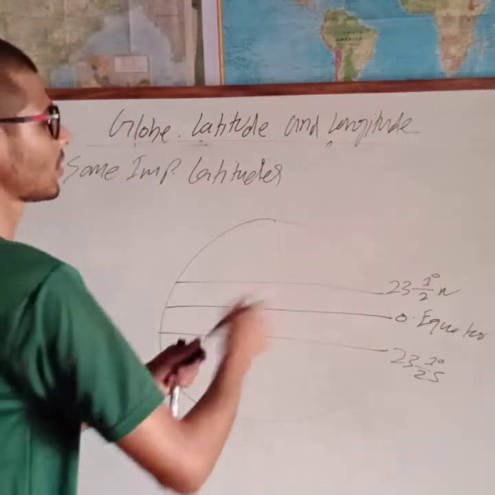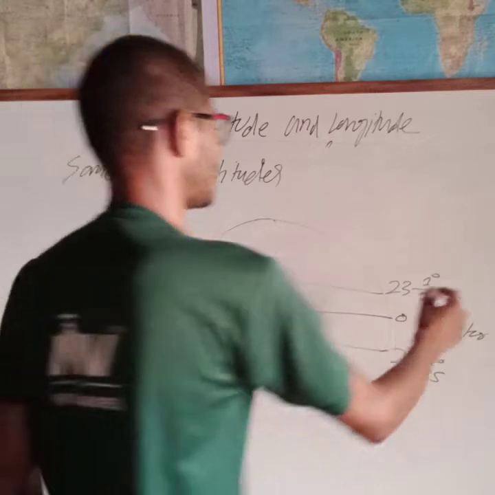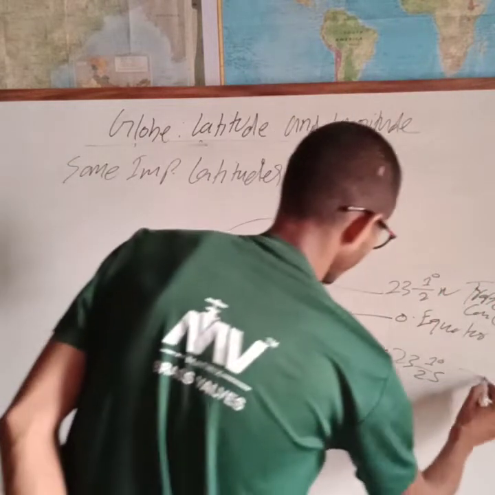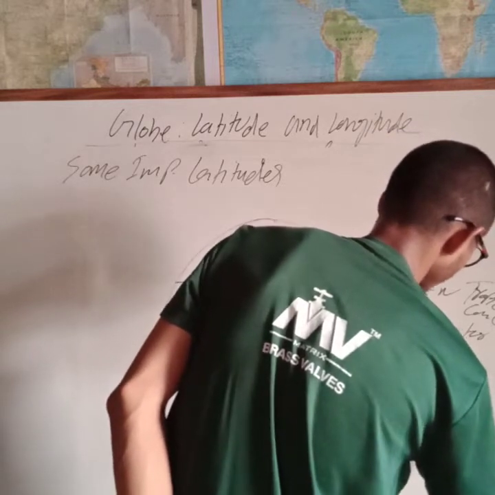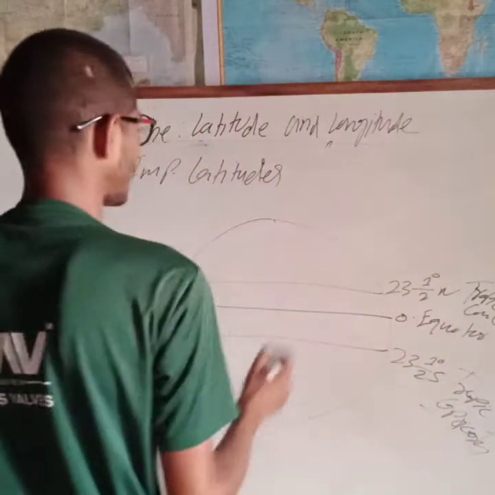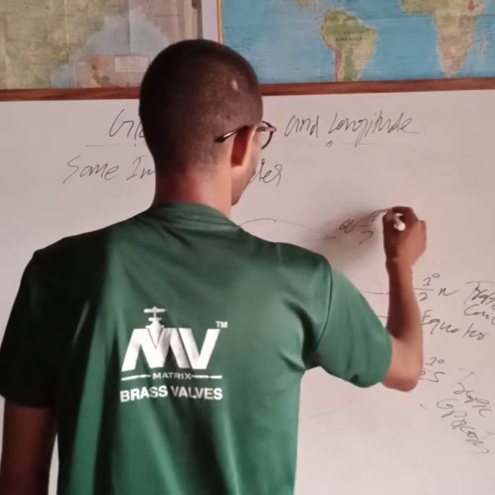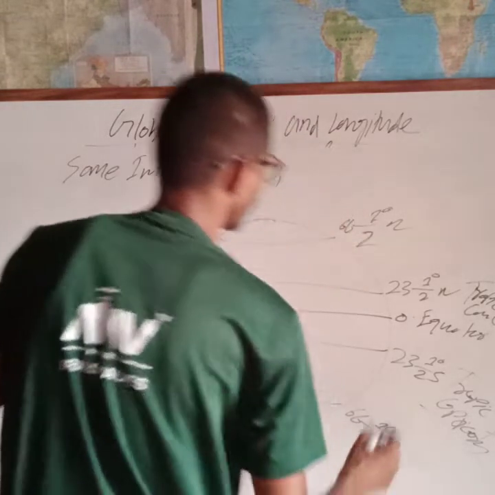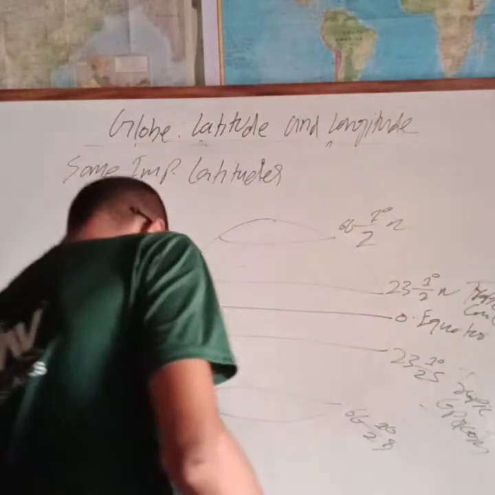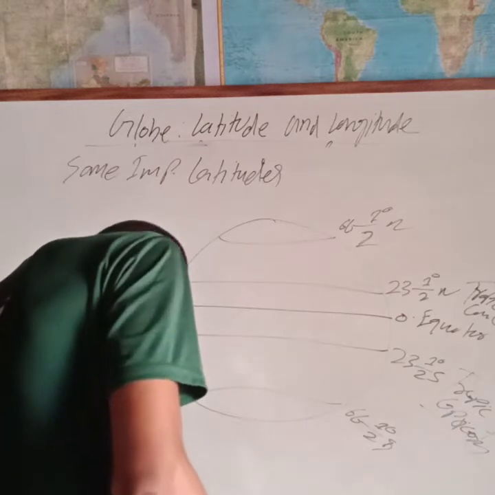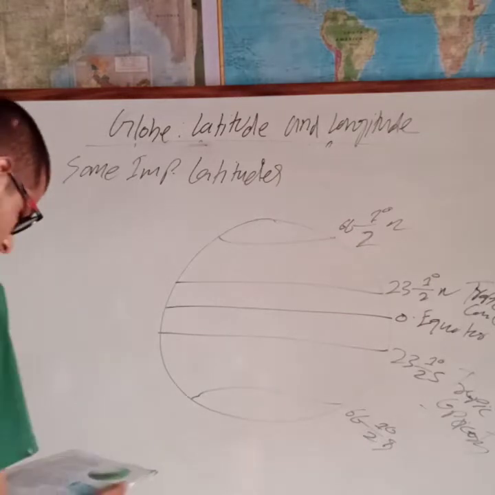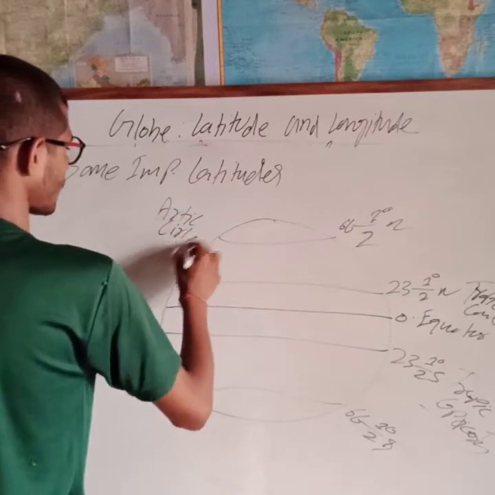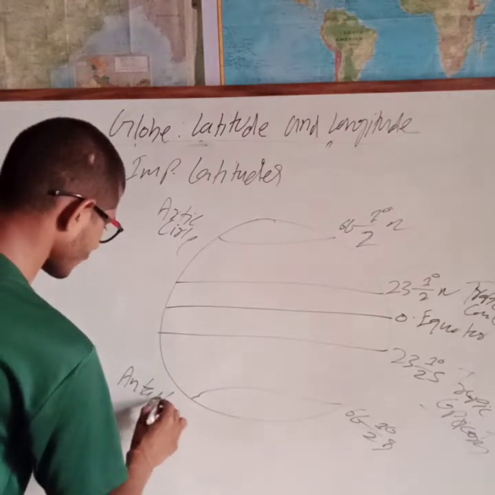So this 23.5 degree north and 23.5 degree south, this is what we call the Tropic of Cancer, the upper one, and this is called the Tropic of Capricorn. Fine. Then we have another one, 66 and a half north, and this is 66 and a half south. This is what we call the Arctic Circle, and this is what we call the Antarctic Circle.